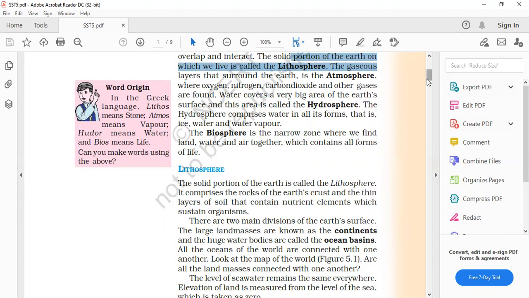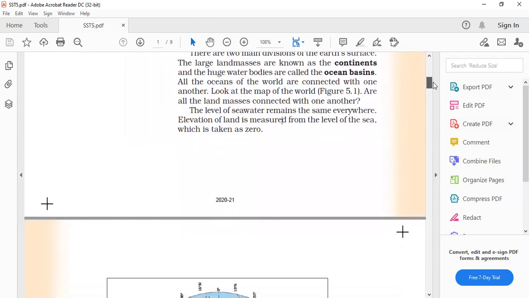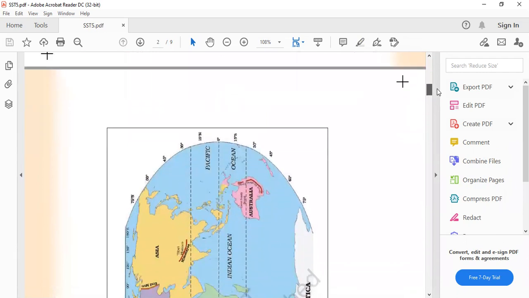Now again scroll down. See, here is the true-false section, where you get statements like the level of seawater remains the same everywhere, or the elevation of land is measured from the level of the sea, which is taken as 0. Underline this section. This is for true-false and MCQ. It's very important: why the land mass is elevated, what the measurement is, and whether seawater remains the same everywhere, true or false. Make sure you read line by line and understand all of it for your MCQ.